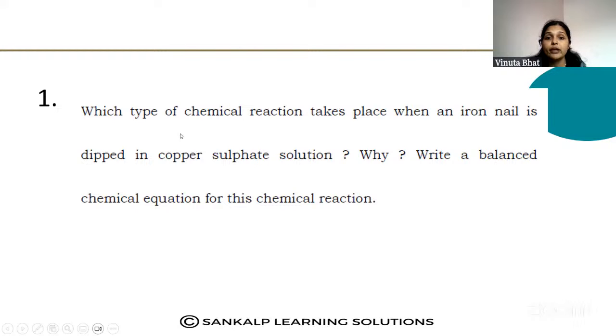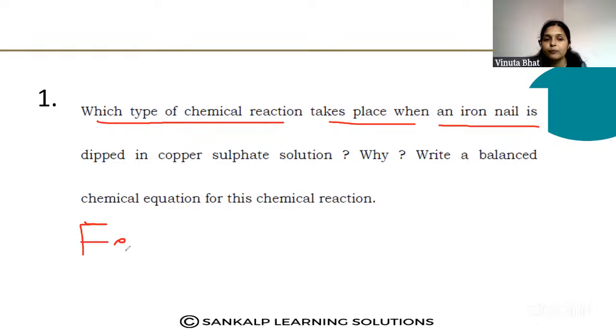Which type of chemical reaction takes place when an iron nail is dipped in copper sulfate solution? Why? Write the balanced chemical equation for this reaction. When an iron nail, that is Fe, is dipped in copper sulfate, that is CuSO4, solution, what type of product does it form?